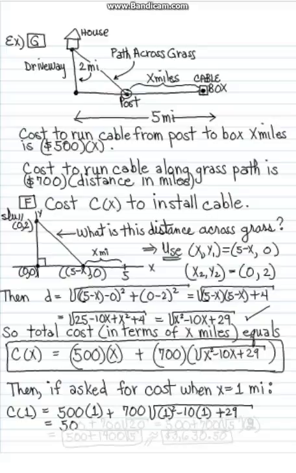We get 500 times 1 is 500 plus 700 times, if you simplify under the radical, you get the square root of 20. Then the radical simplifies as the square root of 5 times the square root of 4, but the square root of 4 is just 2. Bring the 2 over and multiply it by the 700. You'll get 500 plus 700 times 2, which would be 1,400, times the square root of 5.